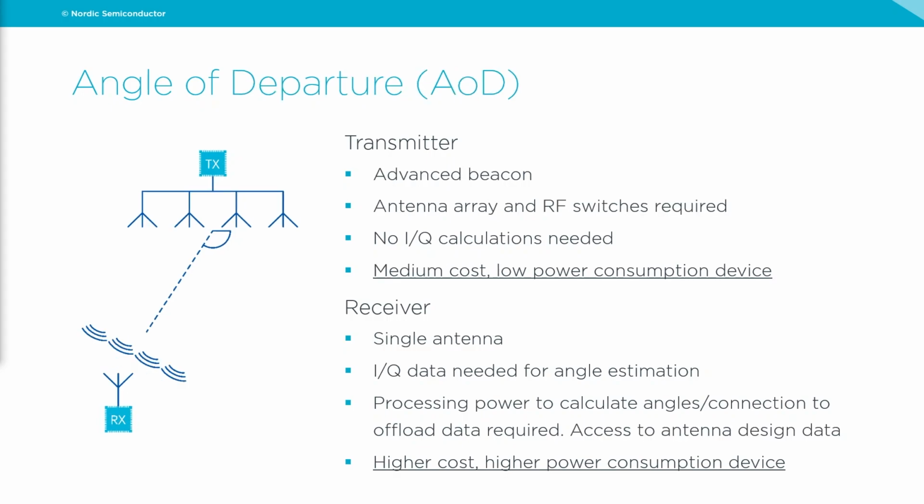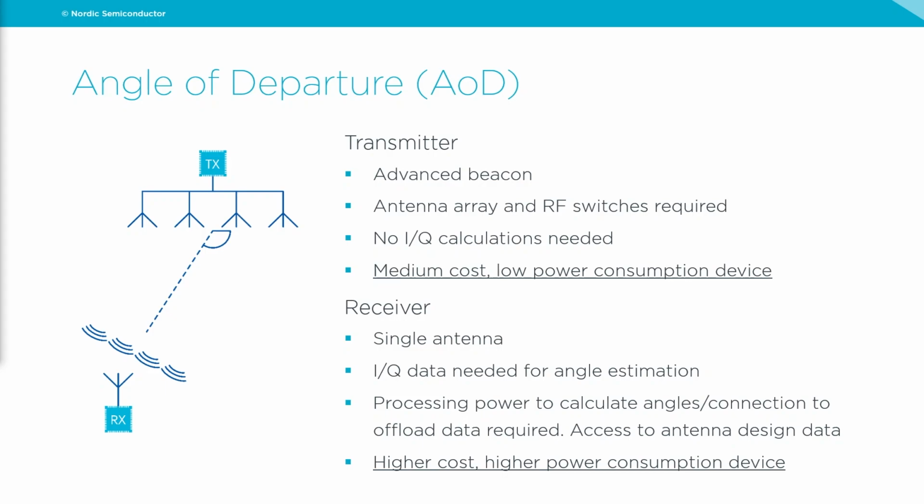When you do angle of departure, as you can see on the figure here, it looks a lot the same as on the previous slide. The difference now is that the transmitter is the one with all the antennas on it. So this is now still a beacon. It's an advanced beacon. The code that runs on it is not that much more complex than it is on the transmitter side, on the AoA side.